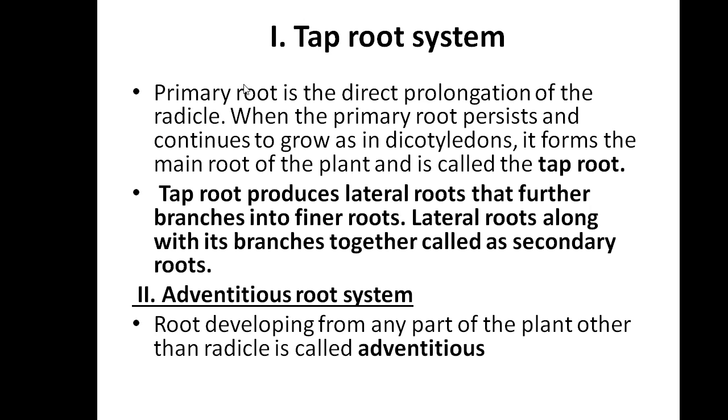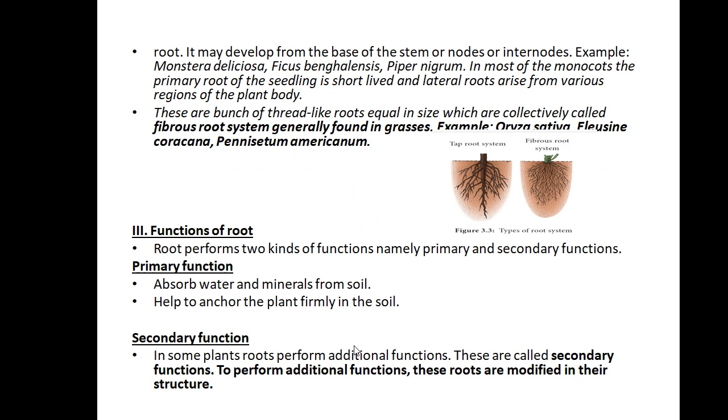Taproot system means the primary root is a direct prolongation of the radicle. When the primary root persists and continues to grow, as in dicotyledons, the root is called a taproot. The taproot produces lateral roots, which further branch into finer roots. The lateral roots along with their branches together are called secondary roots. An adventitious root is a root which develops from a part of the plant other than the radicle.